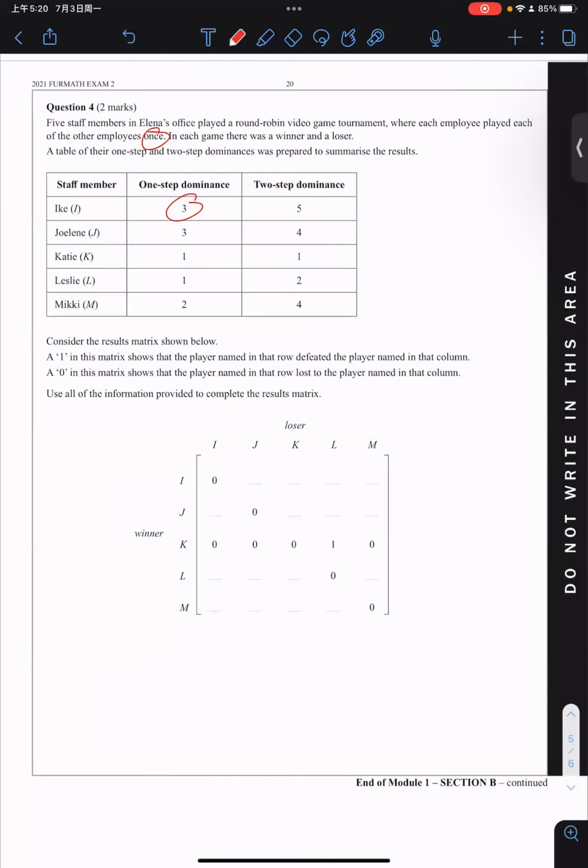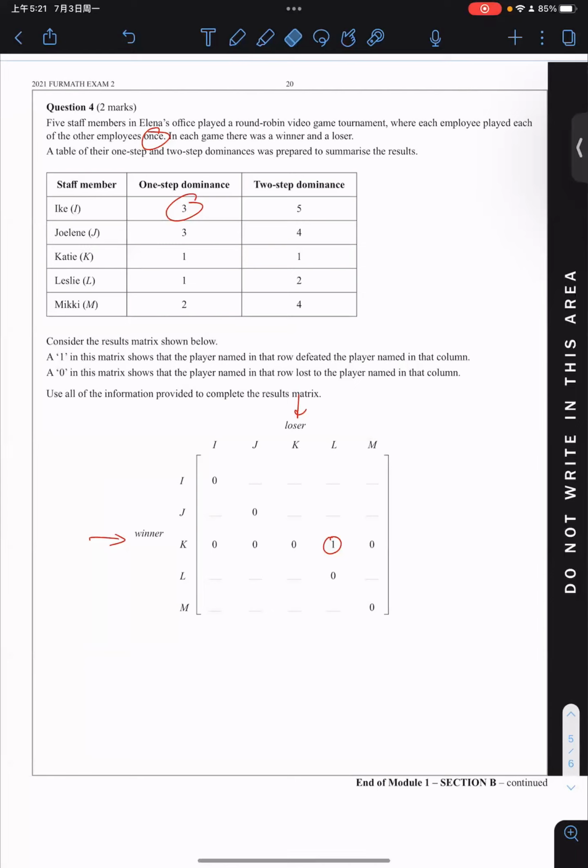And then for the matrix, we have 1 means someone wins a game and 0 means not. So the winner is the row, the loser is the column. We should read from the row to the column, like the number 1 here. That means when K plays against L, K is the winner, L is the loser. So we mark number 1 for the K in the K's row. So what number should we mark in the L versus K?